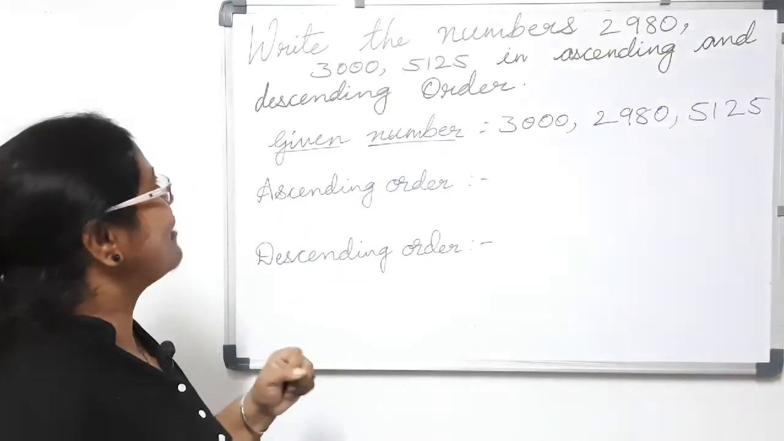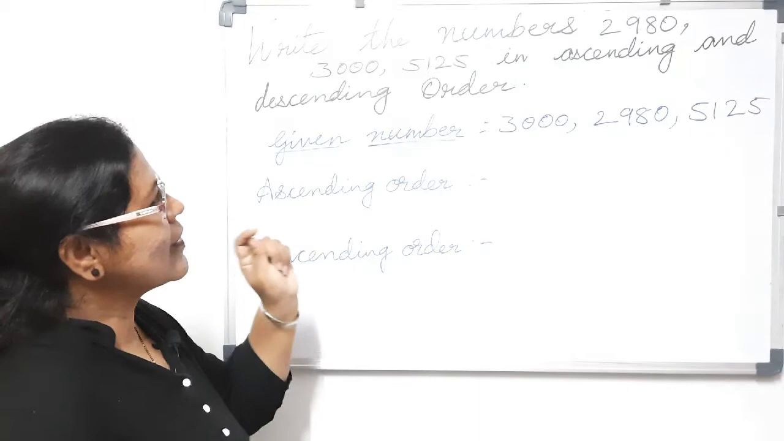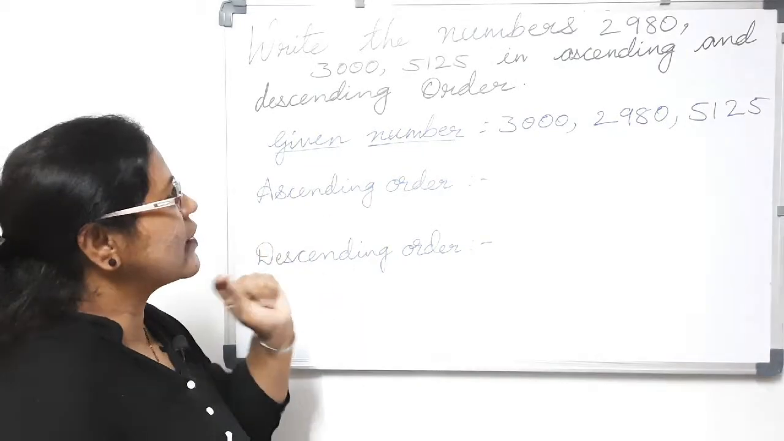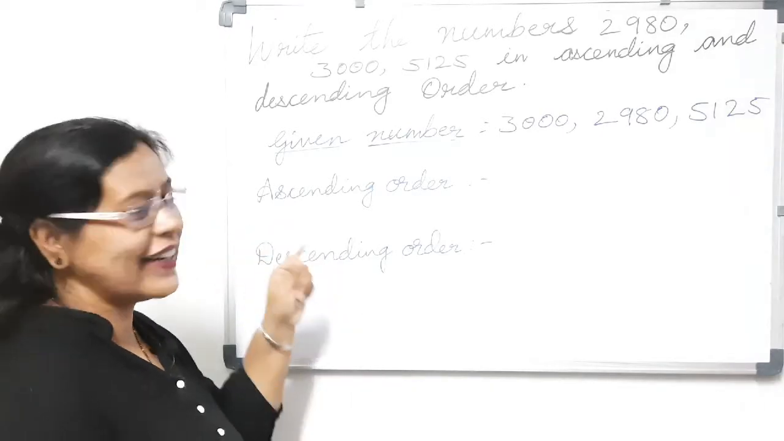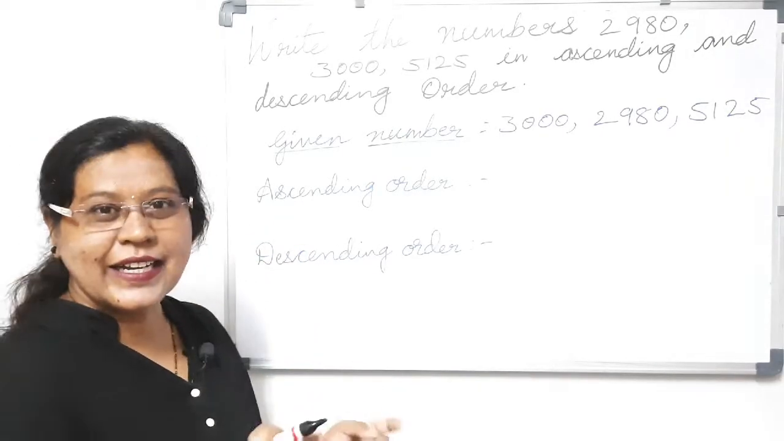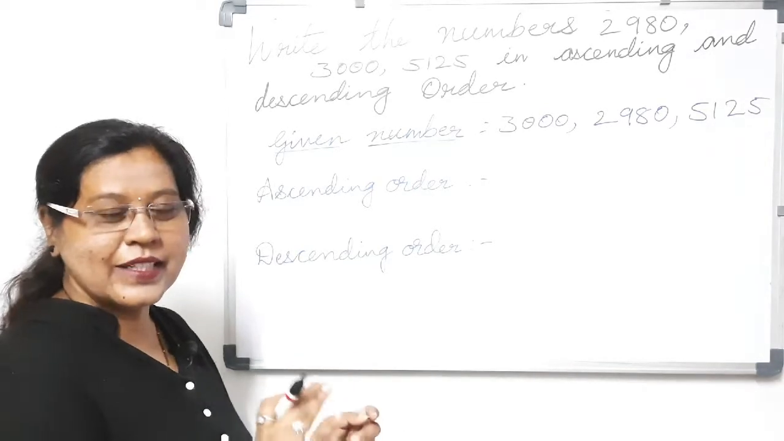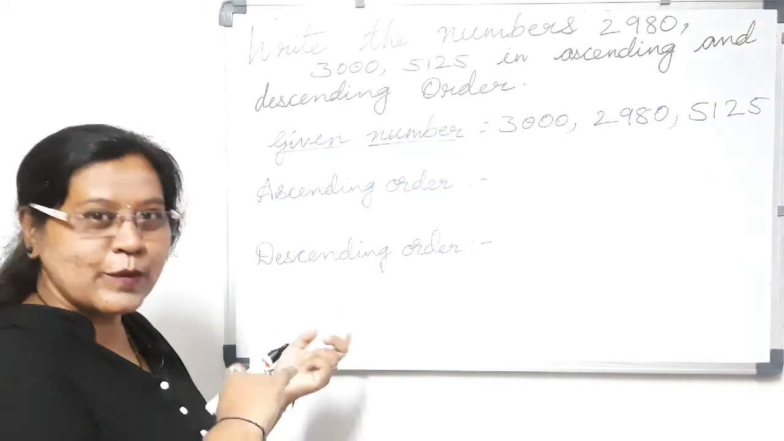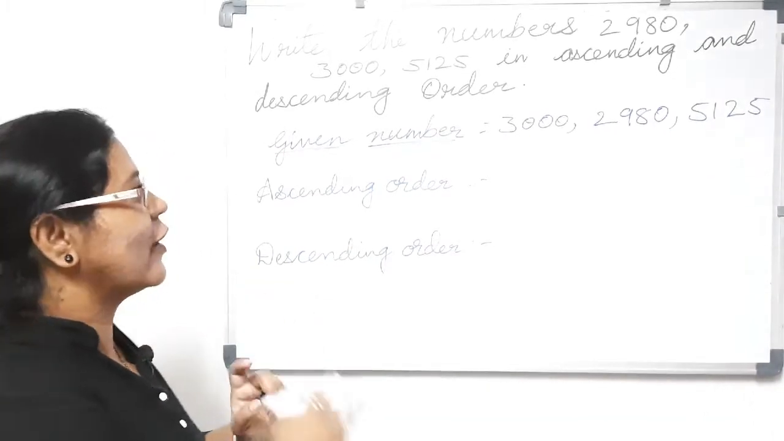Okay, so now the second example. Write the numbers 2980, 3500 and 5125 in ascending and descending order. You have to write down in an ascending and descending order. As you know, ascending order means arranging or ordering the numbers from smaller to greater. Descending means from greater to smaller, bigger to smaller.